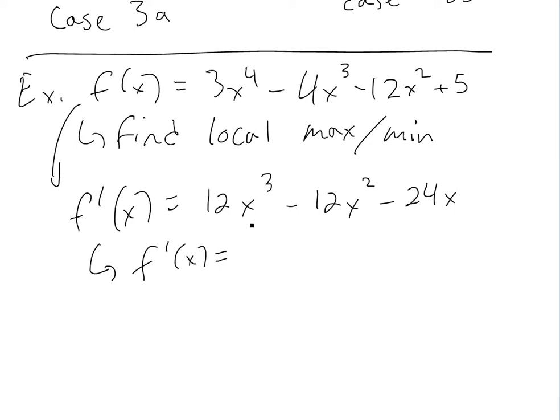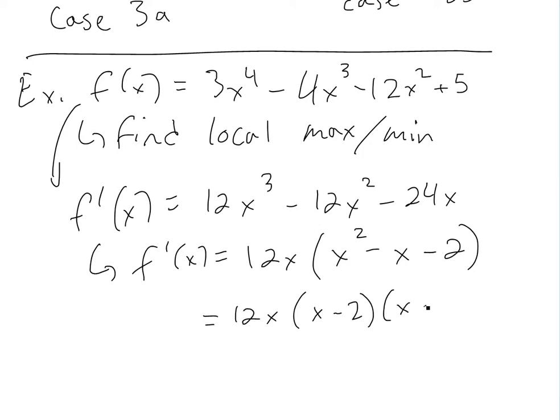Just take the common factor of 12x out of there, and this will get x squared minus x minus 2. And then you could factor this out further. This would just be 12x, and this one right here would just be x minus 2 and x plus 1.